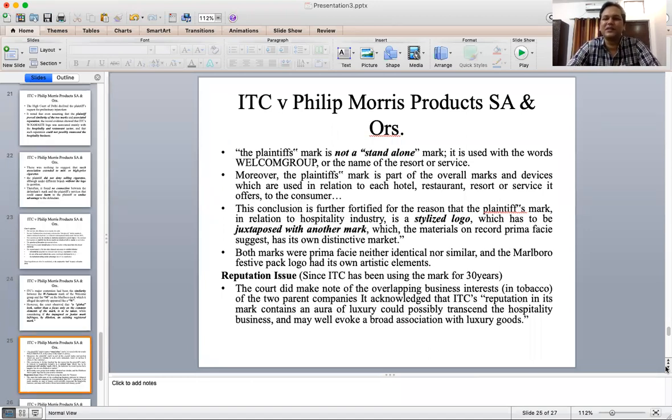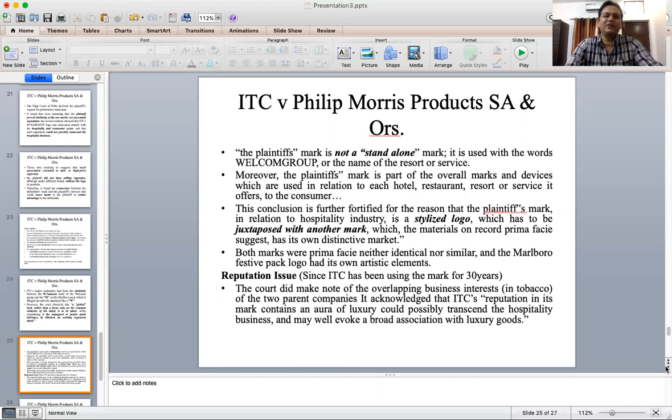So here it could be considered as a stylized logo, which has to be juxtaposed with another mark, which the material on record prima facie suggests has its own distinctive market. So both marks were prima facie neither identical nor similar, and the Marlboro festive pack logo had its own artistic element. So because of that, the first two conditions are not met. Coming to the reputation, which is also included in those conditions, whether the reputation is established or not. So ITC was using it for 30 years.